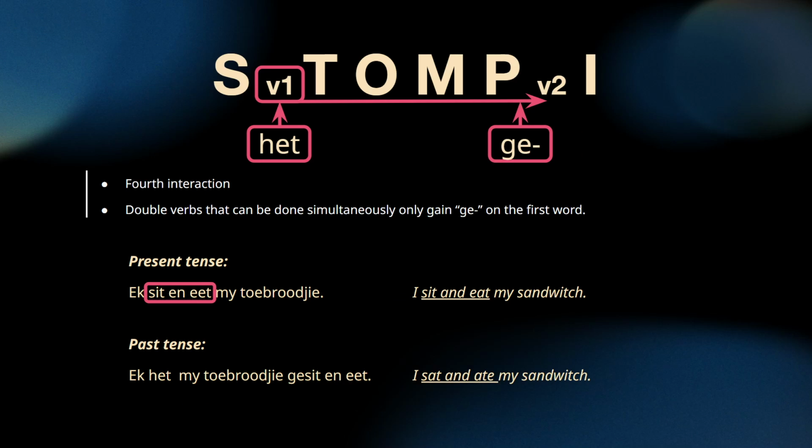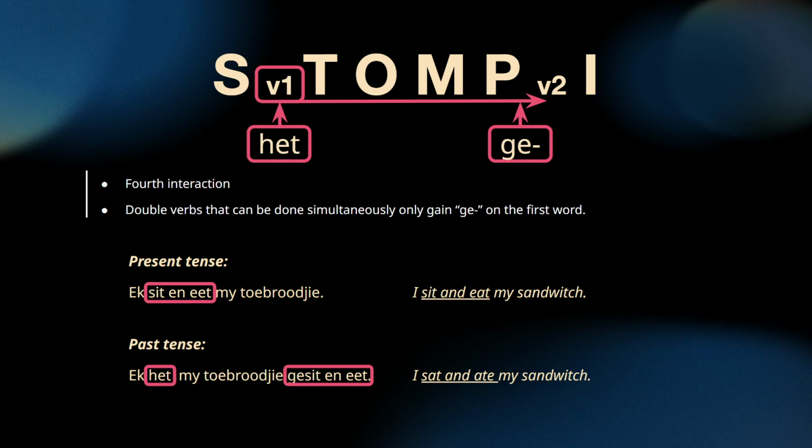In the fourth interaction, double verbs that can be done simultaneously are going to be treated as the same action. So we're only going to add one ge. Ek sit en eet my toebroodjie. I sit and eat my sandwich. Now, we can logically see that these verbs are being done together, and for efficiency's sake, we can just write them together. So in the past tense, I'm going to add my past tense indicator het. Ek het my toebroodjie. Now, sit en eet.